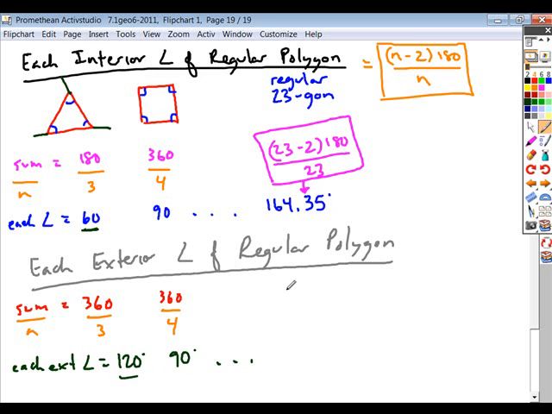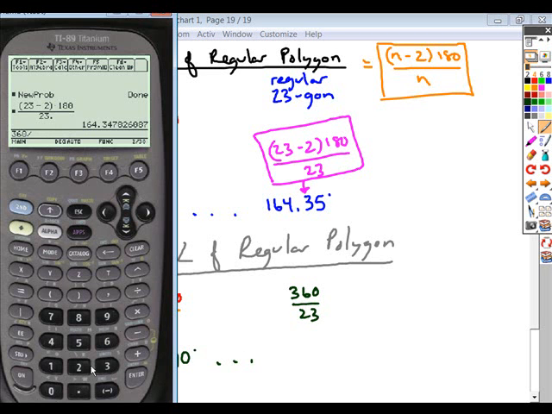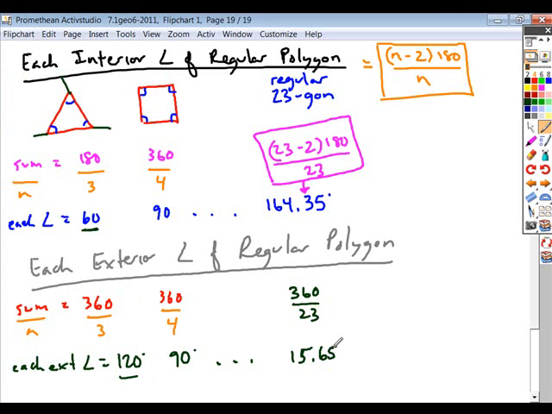Okay, so if you were to calculate 360 divided by 23, you should get the supplement of 164.35. So we can check that. 360 divided by 23, put it in decimal form, we get 15.65. Okay, and is 15.65 plus 164.35 equal to 180? Yeah. Okay, so you can kind of pick and choose which one to use. Usually this exterior angle is going to be easier to use when solving for missing pieces or missing angles.